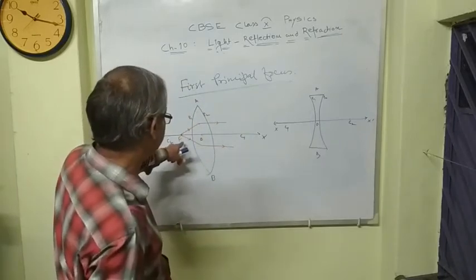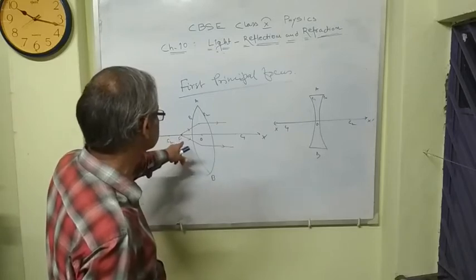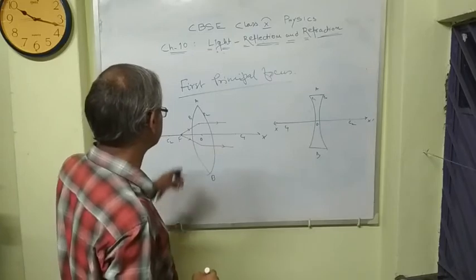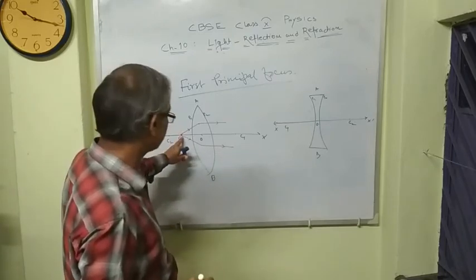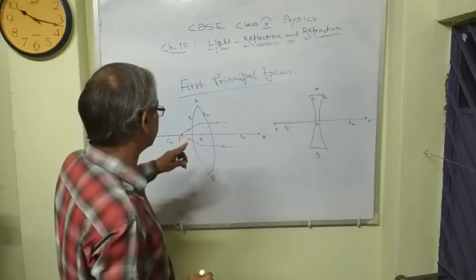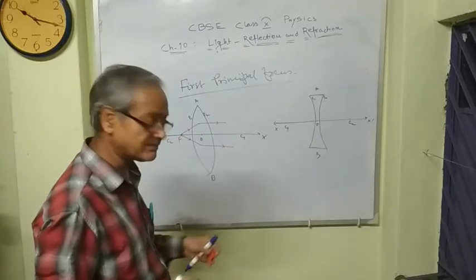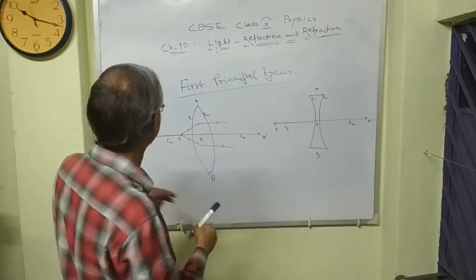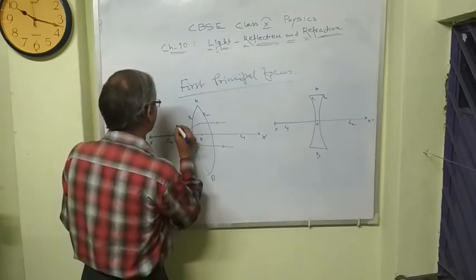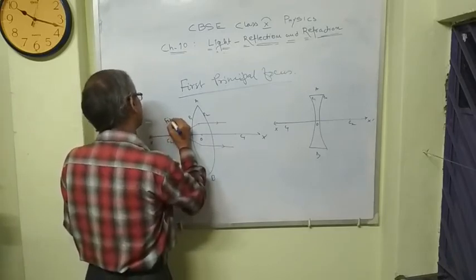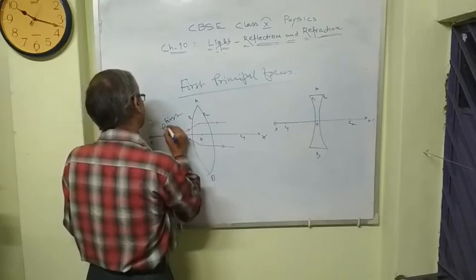Then this point, the point on the principal axis from which a divergent beam of light rays start, and after refraction the refracted rays become parallel to each other, is called the first principal focus. We write it as F1. First principal focus.